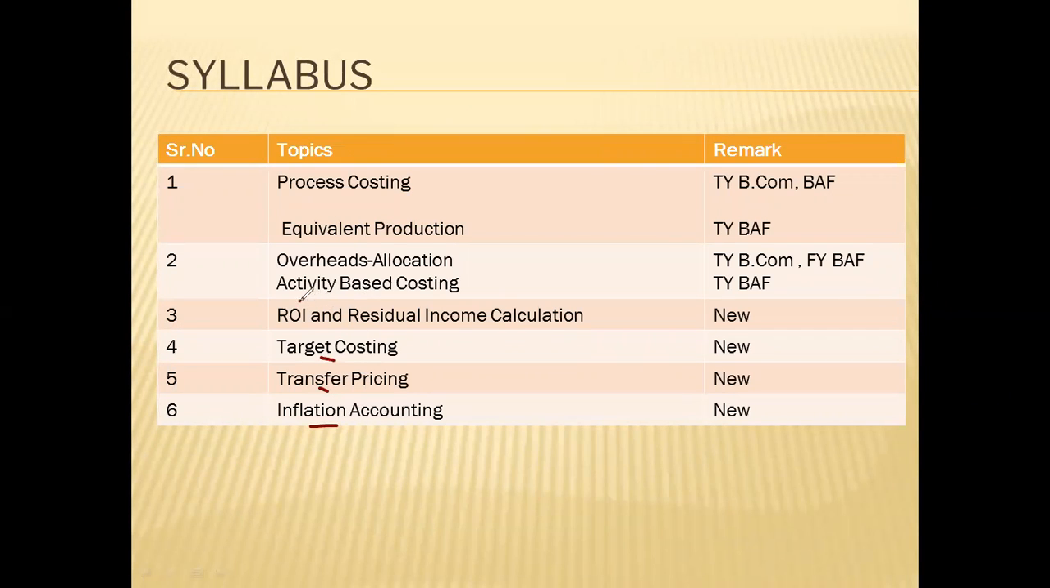So if you see the first 2 topics, process costing and overheads, you have already done these in your previous classes in BCom, BAF, etc. These 2 topics are already covered. The remaining topics are new topics: target costing, transfer pricing, return on investment calculation, residual income calculation, etc. So we have started the discussion with target costing.